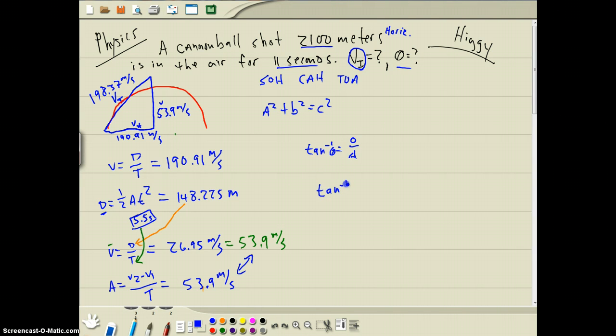Inverse tangent of 53.9, because that is the opposite of the angle that I want right here. That's what I'm looking for. That's the opposite, and this is the adjacent. So I'm going to put that over 190.91. And when I plug all that in, I'll find out that my angle is 15.76 degrees. Voila!